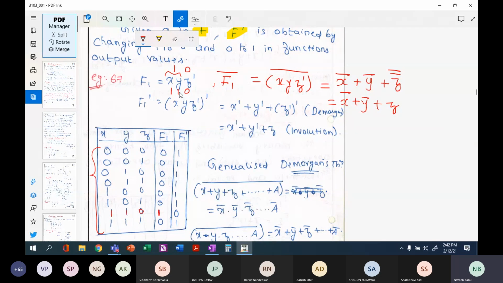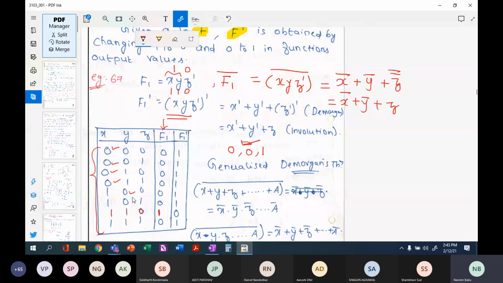Now similarly, F1 bar. What is F1 bar? Either you can use this expression or you can use the complement also. Our objective is, if you change zeros to ones, you will get the complemented function. Let us use the last expression, x bar plus y bar plus z bar. F1 bar will be 1 whenever X bar is 1, or Y bar is 1, or Z bar is 1, and it will be 0 only when X and Y are 1 and Z is 0. You see here X is 0, so output is 1. Here also X is 0, output is 1. Here Y is 0, so the output is 1.